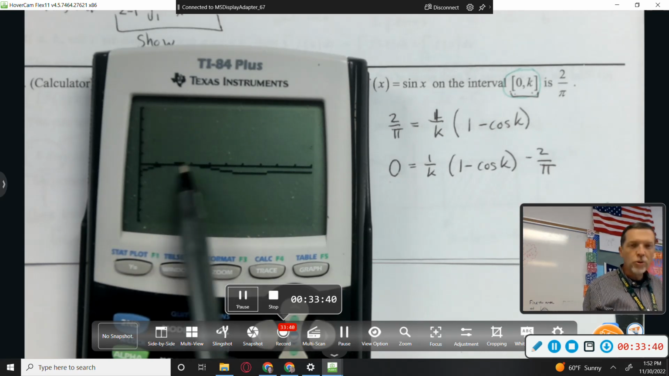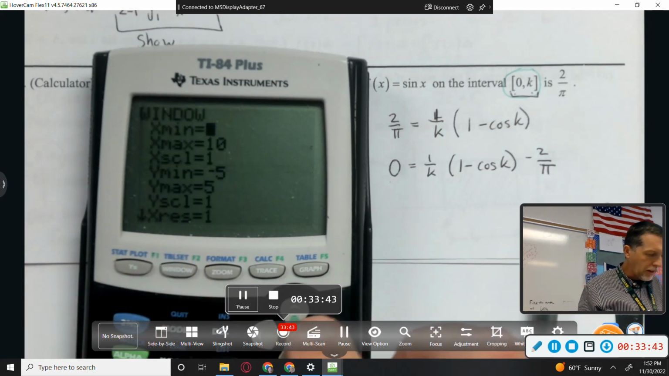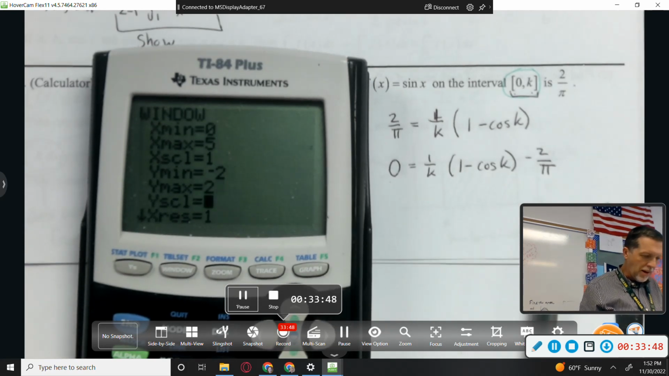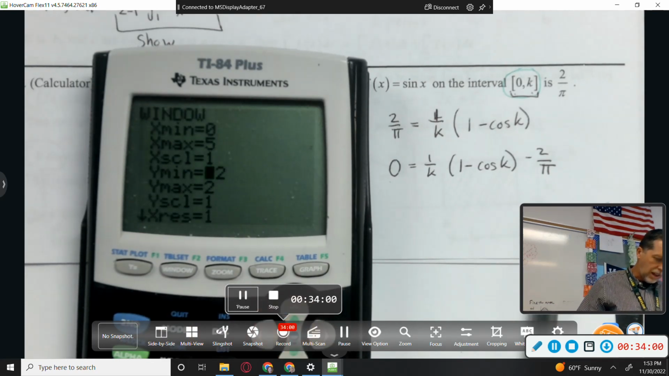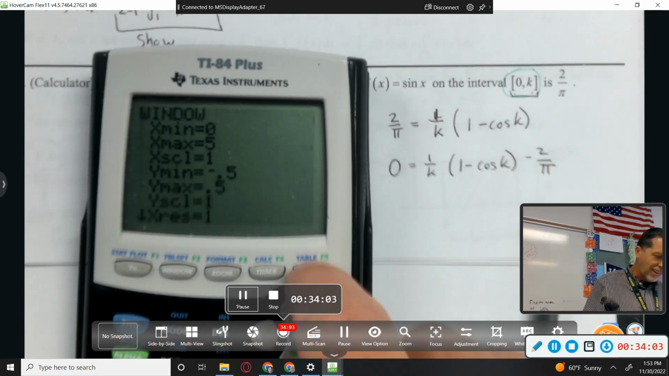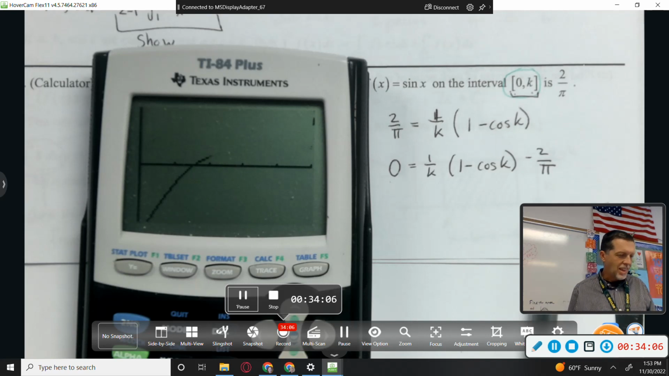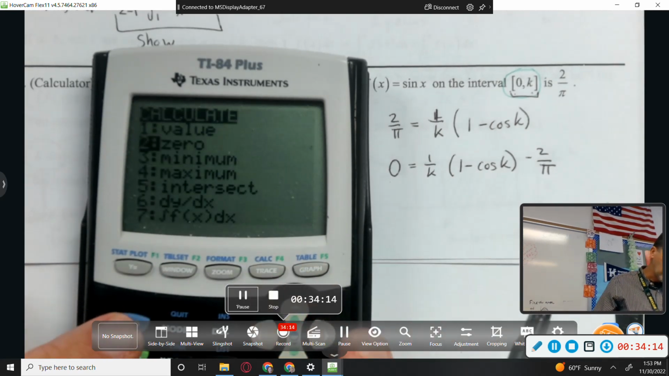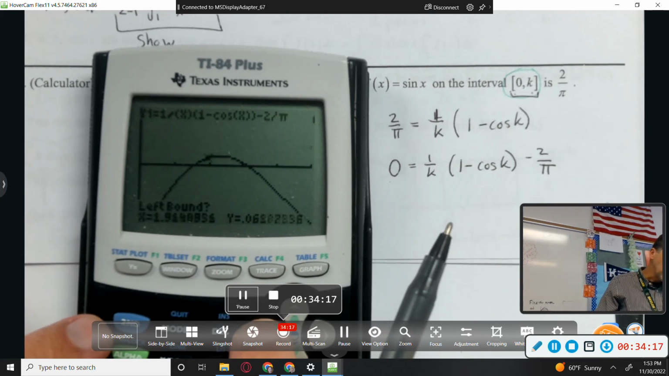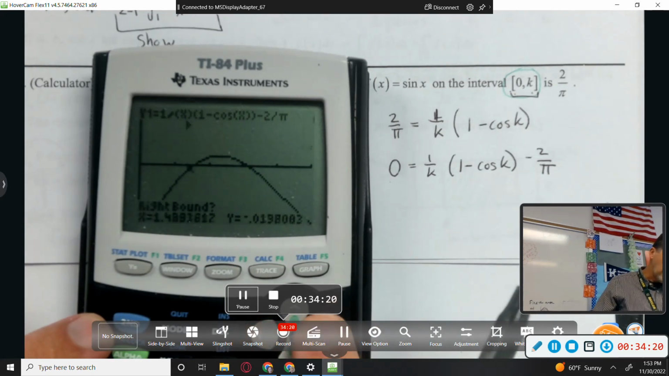there's 2 answers there. I'm going to tweak my window here to get a better look. Let's go 0 to 5. And I'm going to change my y min and y max just so I get a better view of things. I could zoom in some more and be okay. Like negative 0.5 to 1. That way you can more easily see it. So now it's just using the calculator to find the zeros. Second calc, 0. Left bound, right bound, guess.